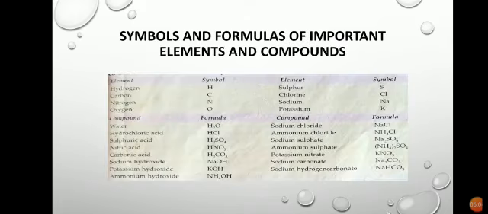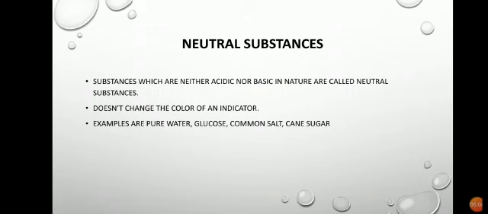Now next we will come to the neutral substances. Now what are neutral substances? Those substances which are neither acidic nor basic in nature are known as what? Neutral substances. Now being neither acidic nor basic, these neutral substances do not change the color of any indicator.